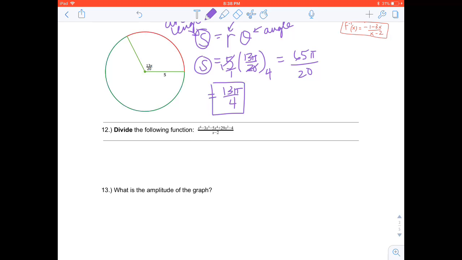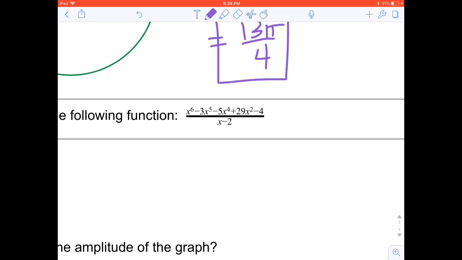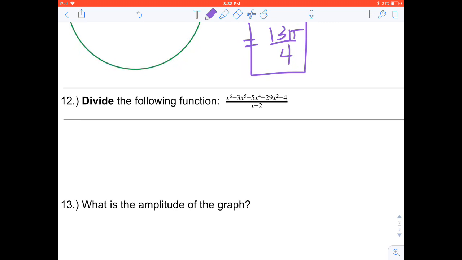Number 12, we need to divide. So I see that we're dividing by x minus 2. That means that I can use synthetic division. All I have to do is, if we're dividing by x minus 2, then a positive 2 is going to go in the corner here.